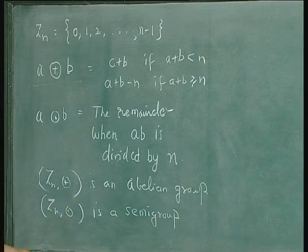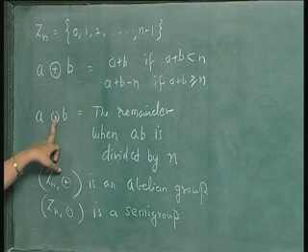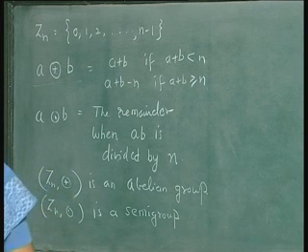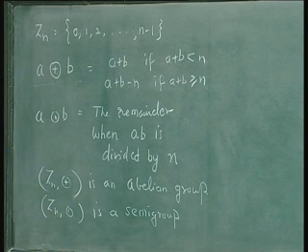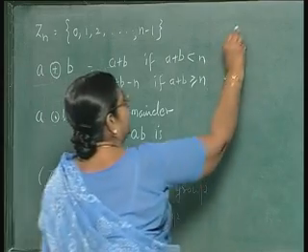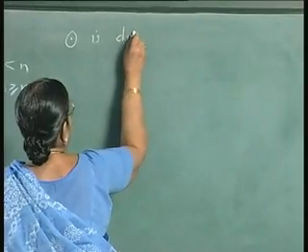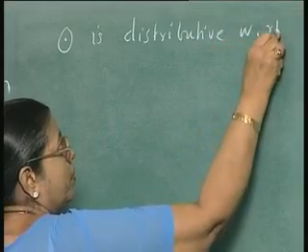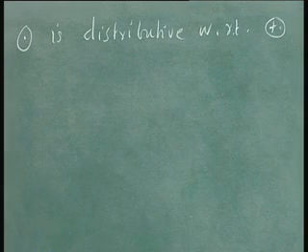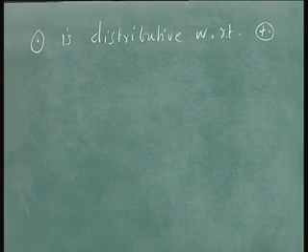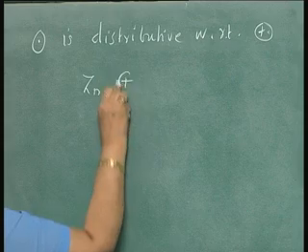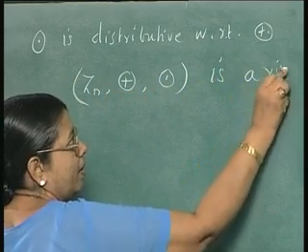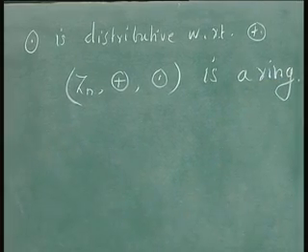Then you can show that this operation is distributive with respect to plus. This again is a routine procedure. Without any difficulty, we can prove that this is distributive with respect to plus. So, all these three conditions are satisfied. So, this example Zn plus dot is a ring. This gives you an example of a ring.